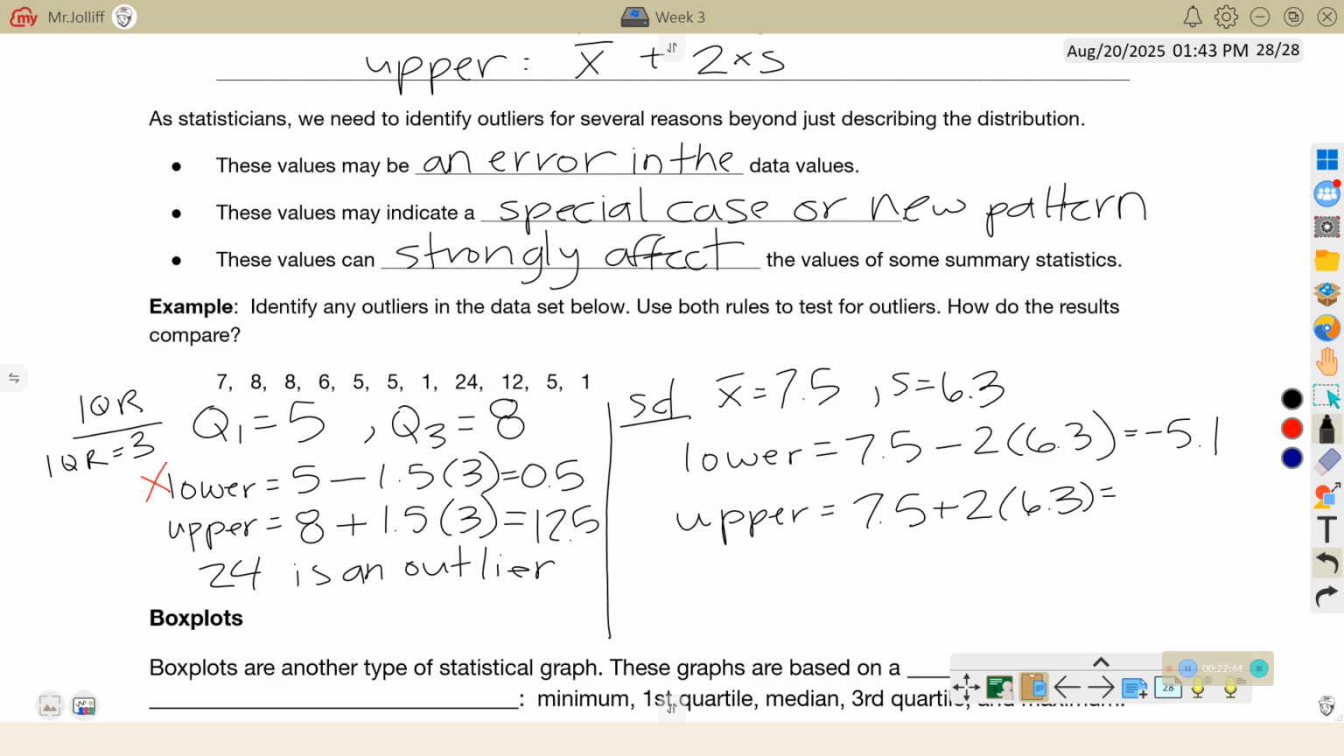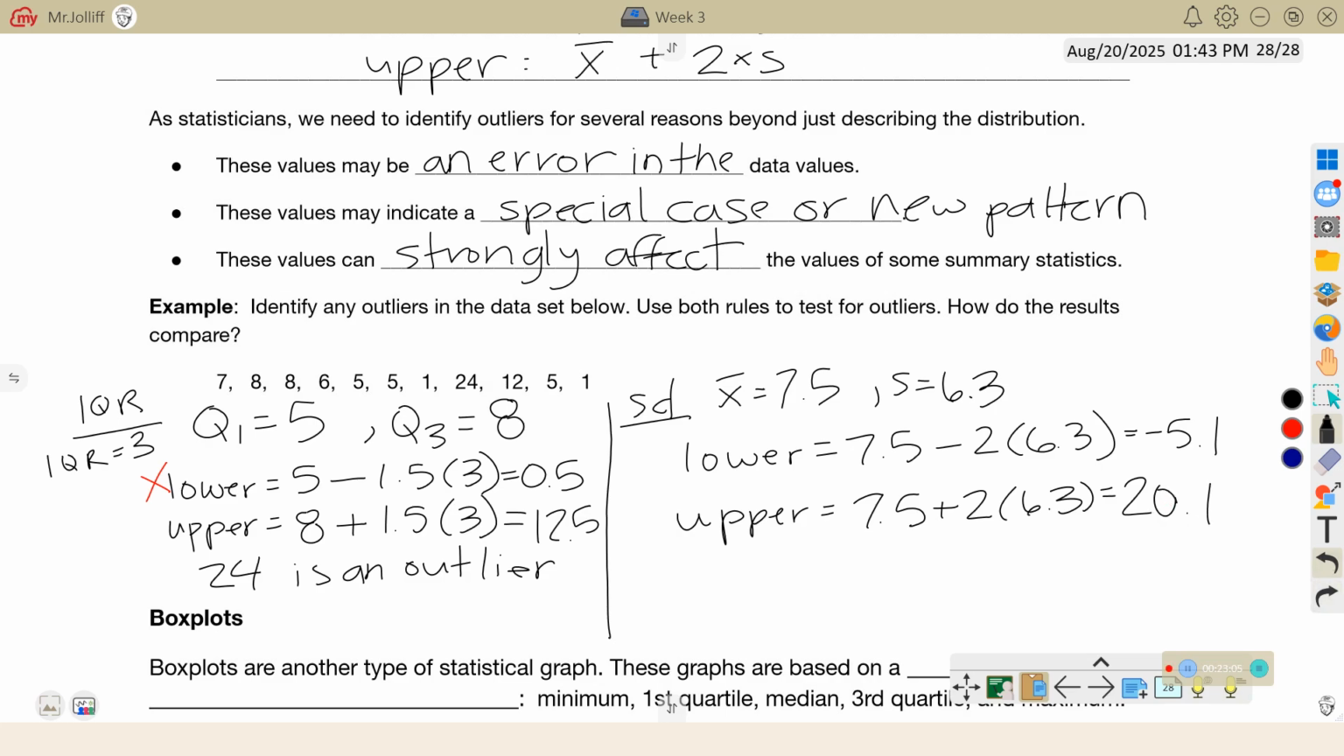Valeria doesn't have an answer. Jaden, can you help your neighbor out? Did Jaden get an answer? Did anyone at the back table get an answer? 201. That sounds a little big. 20.1. Yeah, that sounds a little bit more reasonable.